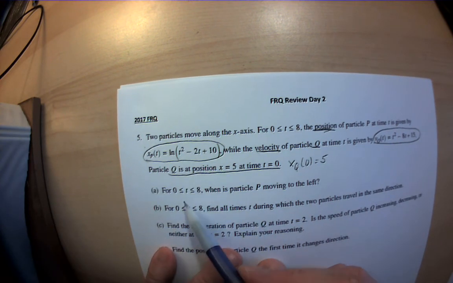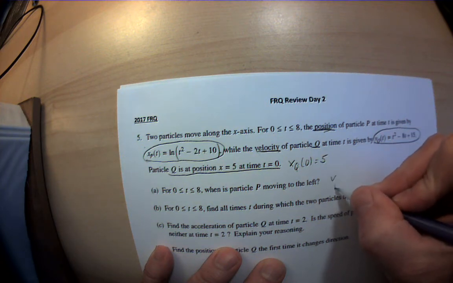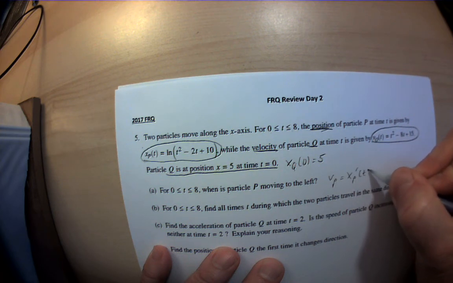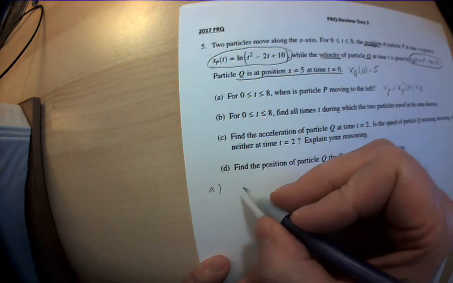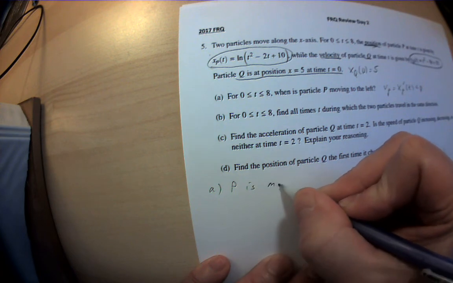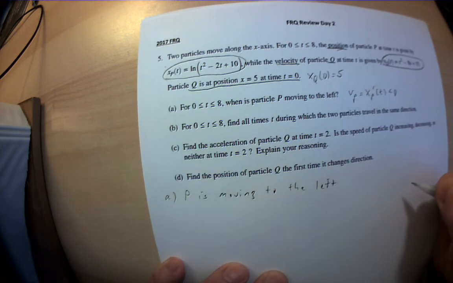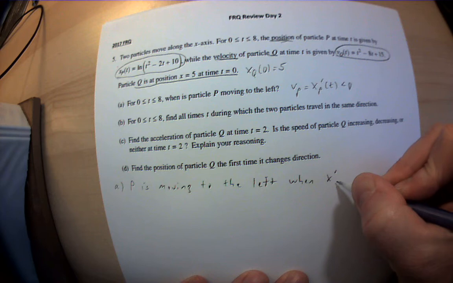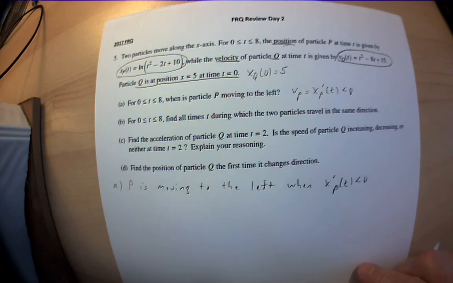Okay. All right, A. When is P moving to the left? So you've got to ask yourself, what are they looking for? That's when v of P, which equals x prime P, is less than 0. So P is moving to the left, kind of like a line dance, when x prime P of t is less than 0. So guys, it's just a cute way of asking you to take the derivative.